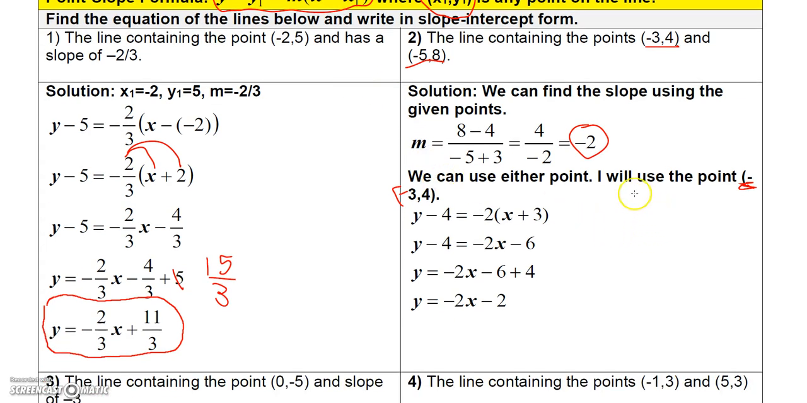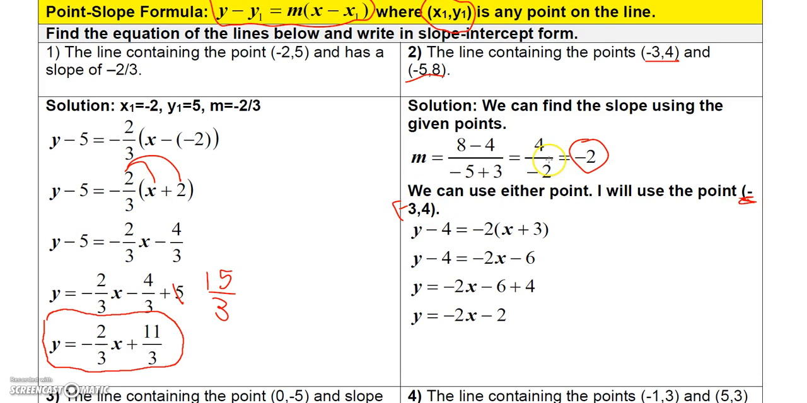Well, I know the x1 is negative 3, and I know y1 is 4, and I know the slope is negative 2. So plug those three values in, and I get y minus 4 equals the slope negative 2 times x minus the x value. Now the x value is negative, so when you do x minus a negative, you get x plus. So x minus negative 3 would be x plus 3.